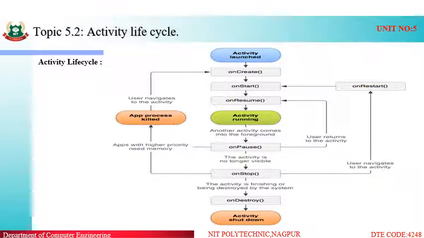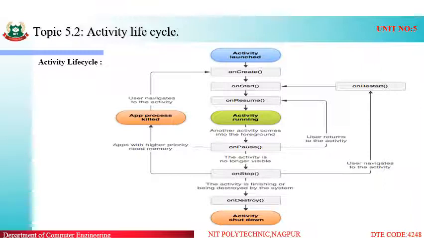This is the sequential flow of the different states through which the activity goes in its life cycle. First is onCreate. Whenever the activity is launched, the first event is always onCreate, then onStart, onResume, then the activity starts running. It is paused whenever it is interrupted by any other activity. Next are the onStop event and onDestroy. After onDestroy, the activity is completely closed.